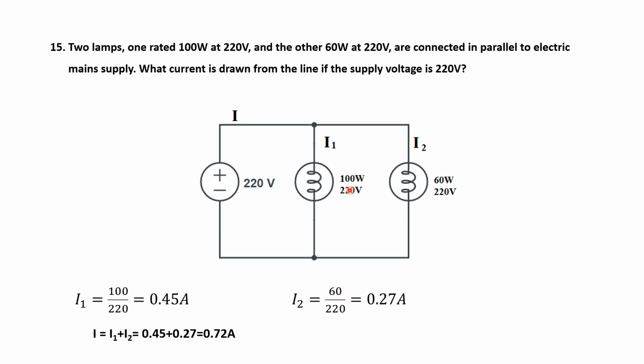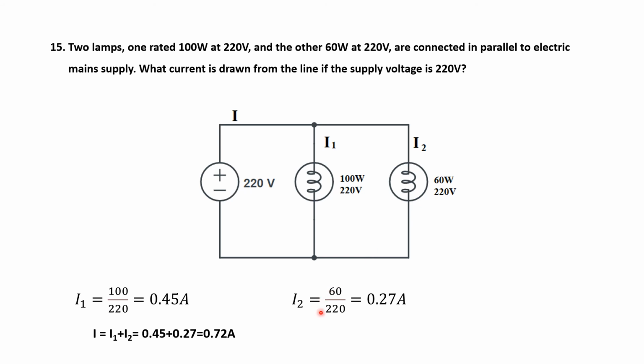So this is the power drawn when it is operated at 220 volt. So it is the same for both the cases. So now we will calculate the current drawn by each individual lamp. So current drawn by 100 watts lamp is power 100 divided by voltage 220, which is equal to 0.45 amps. So this lamp draws a current of 0.45 amps.